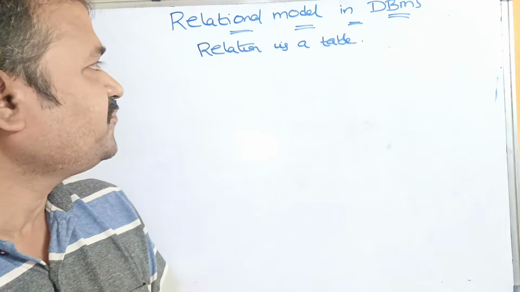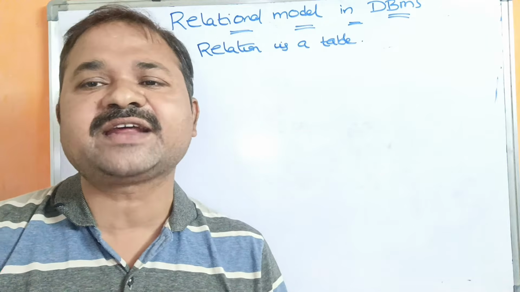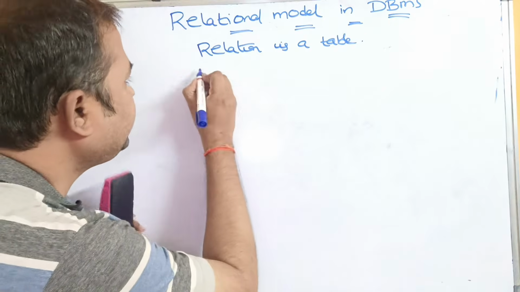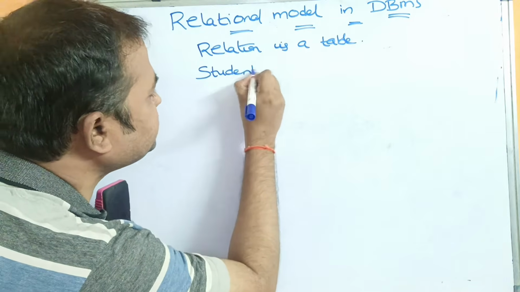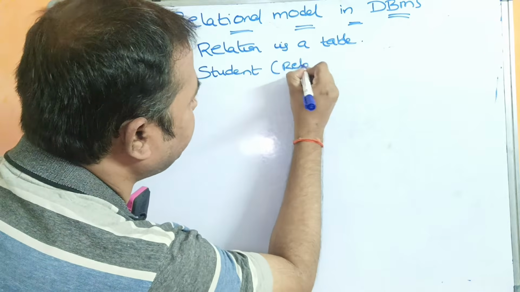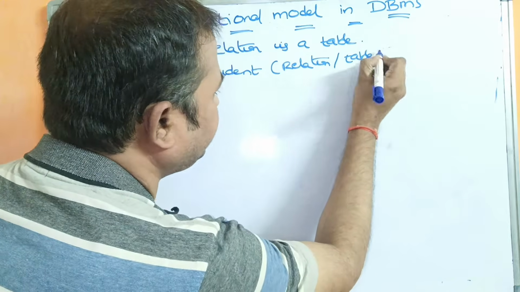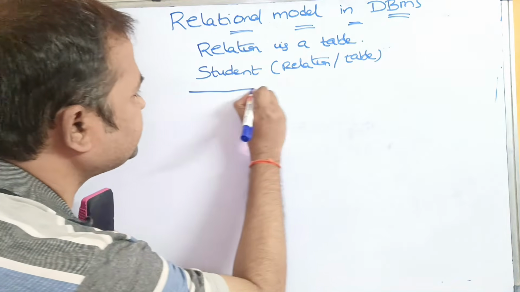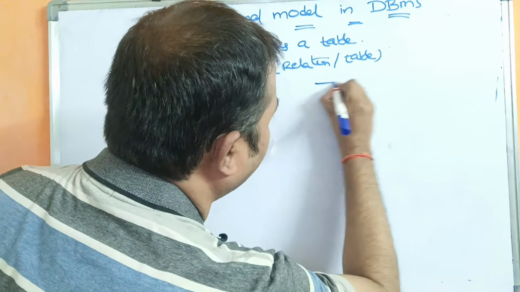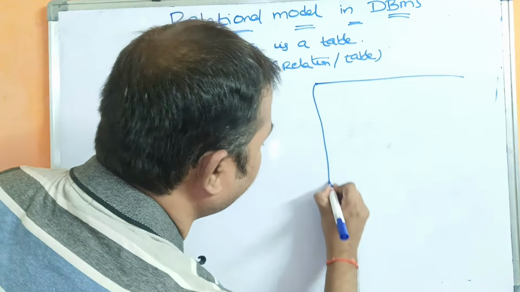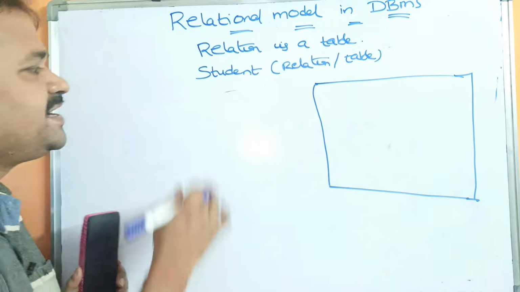Now let us see various terminologies in the relational data model. Before that, let us take a relation. Let the name of the relation be student. So we can call student a relation or table. A table means a collection of rows and columns. Let us draw the table. The name of the relation is the student relation.